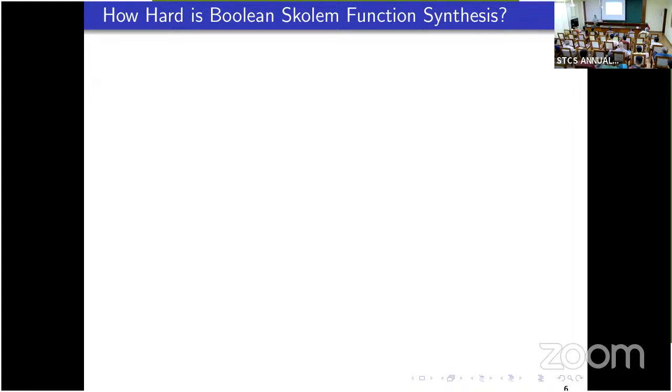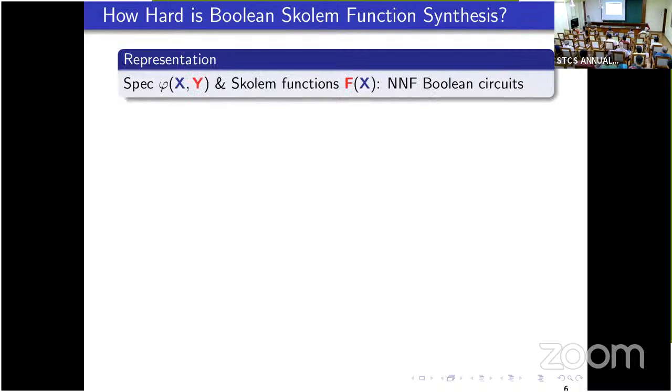It turns out that if you require the outputs in some special form, maybe binary decision diagrams or something like that, then the complexity picture changes a little bit. But for this talk, I'll just say that the inputs are circuits, the outputs are circuits, any circuit with AND, OR, NOT gates is fine. So with that representation of inputs and outputs, how hard is this?